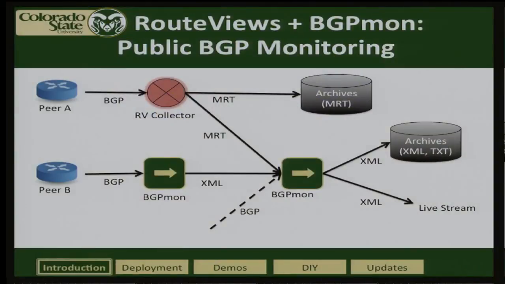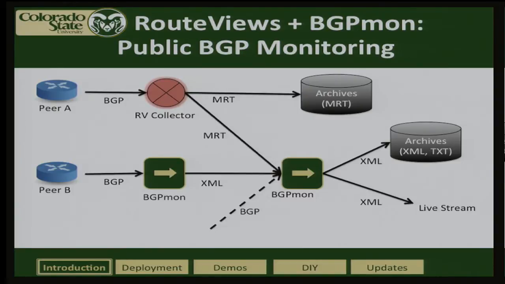So, how do RouteViews and BGPmon play together? This is a quick overview of how the data is collected in a very abstract manner. RouteViews peers directly and speaks BGP with a large set of peers, approximately 200 peers at this point. From that point, the data is changed into an MRT format. MRT is essentially a binary format that wraps the BGP and gives you some header information so that it's easier to work with. RouteViews then archives all of that data.